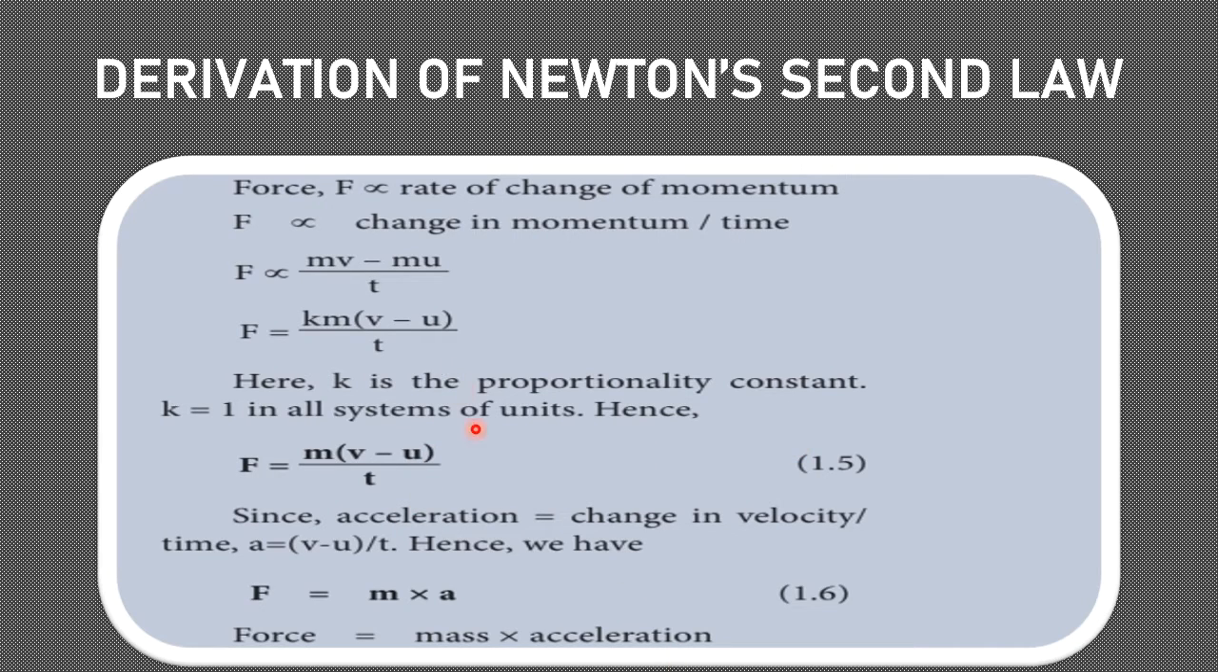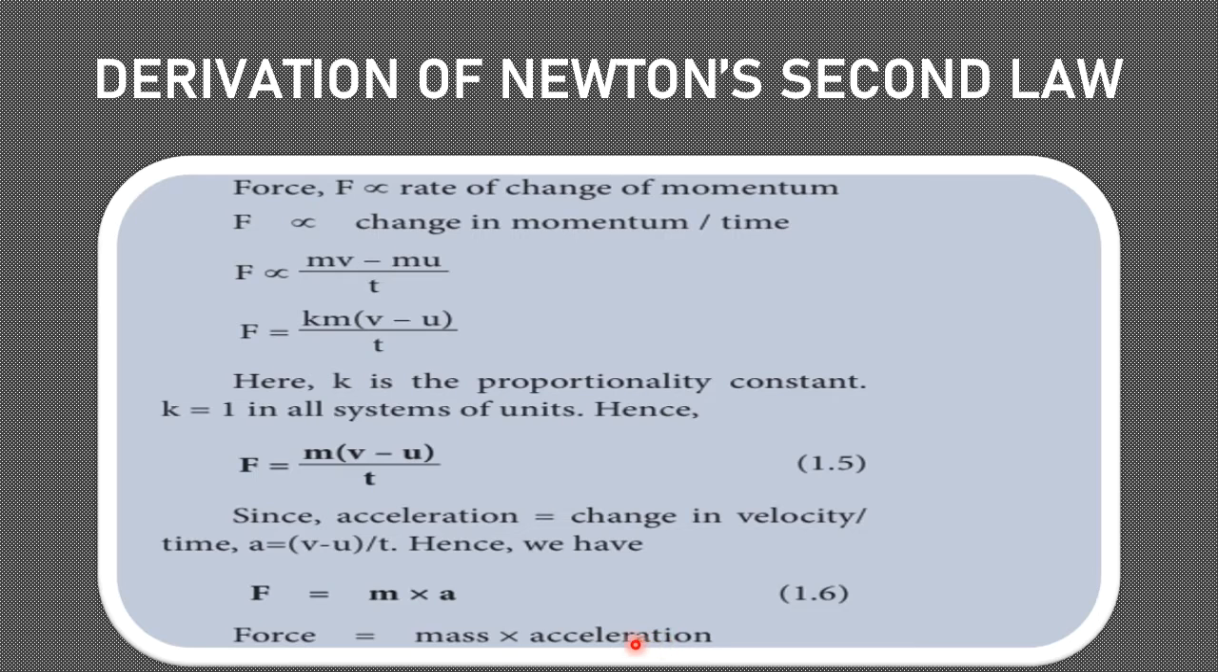In 9th standard, you might have studied that v minus u by t is nothing but the acceleration. So we can shorten this v minus u by t and represent it as acceleration. Acceleration is nothing but the rate of change in velocity. So here, instead of writing m into v minus u by t, we can simply write acceleration. So F is equal to mass into acceleration.